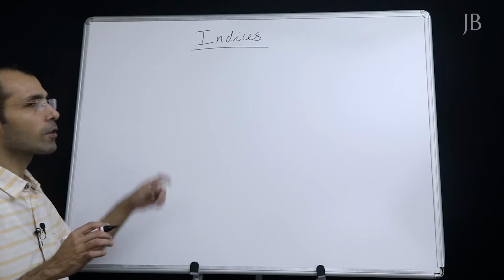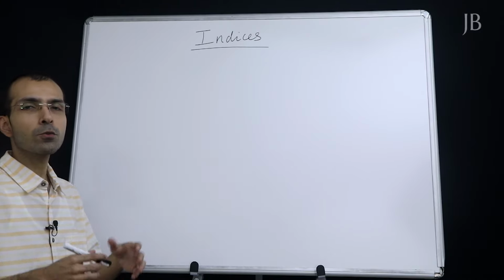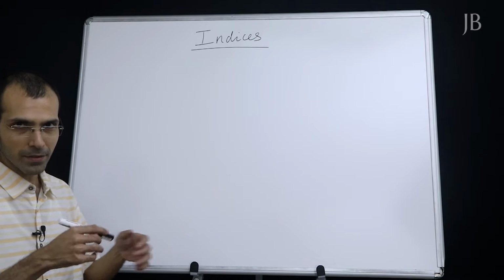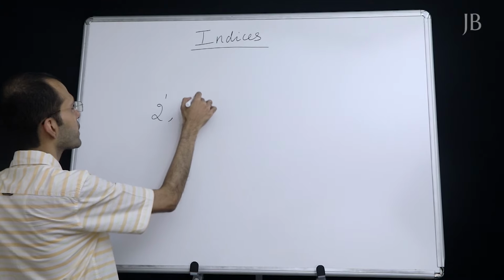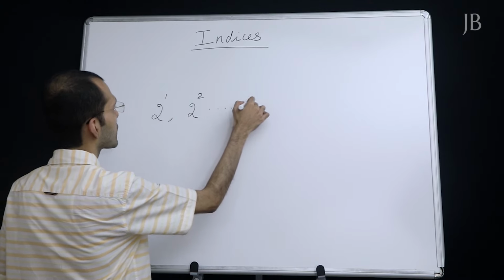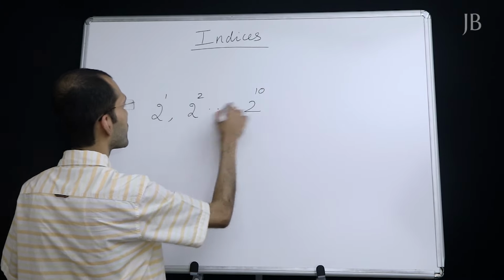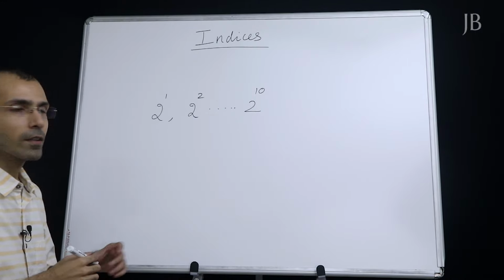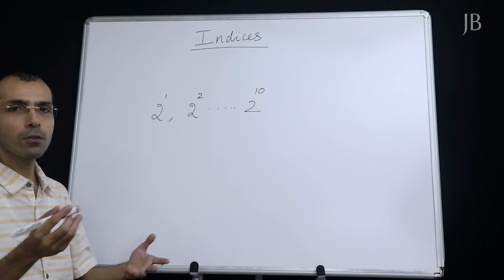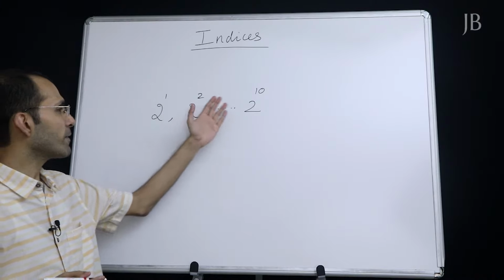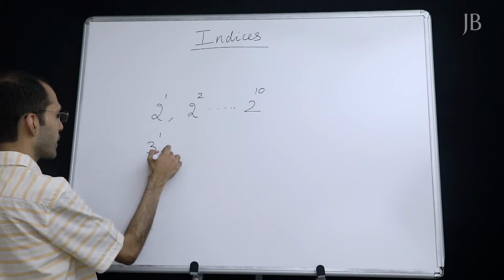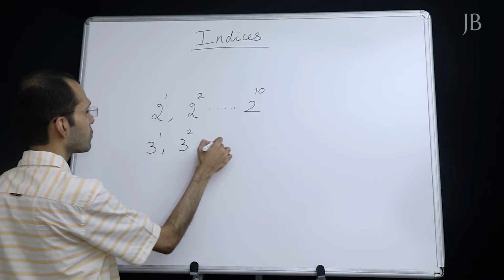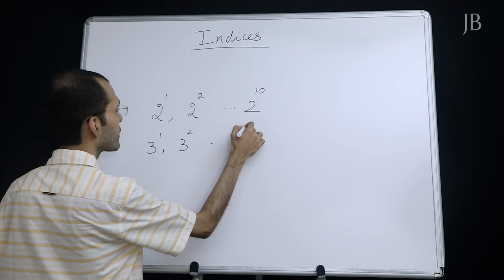Anyway, before coming to the laws, you are expected to learn certain powers. Like now see, 2 raised to 1, 2 raised to 2, dot dot dot up to 2 raised to 10. These values you need to learn. So 2 raised to 10 will be 1024, and in between values you can work it out and learn. Then 3 raised to 1, 3 raised to 2, dot dot dot up to 3 raised to 5.